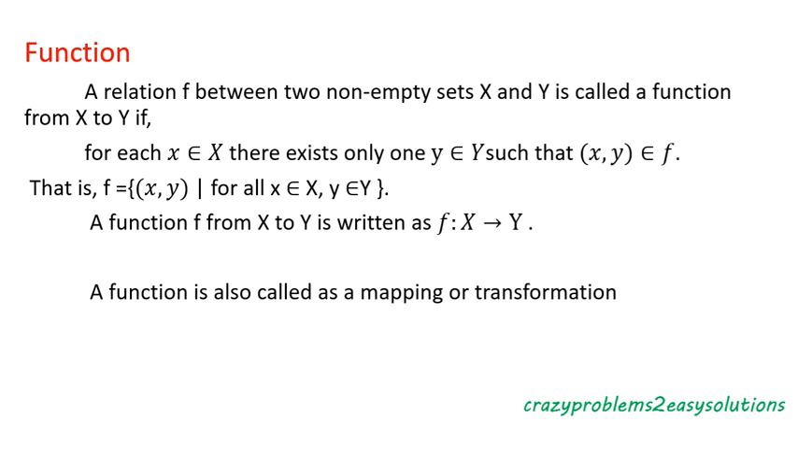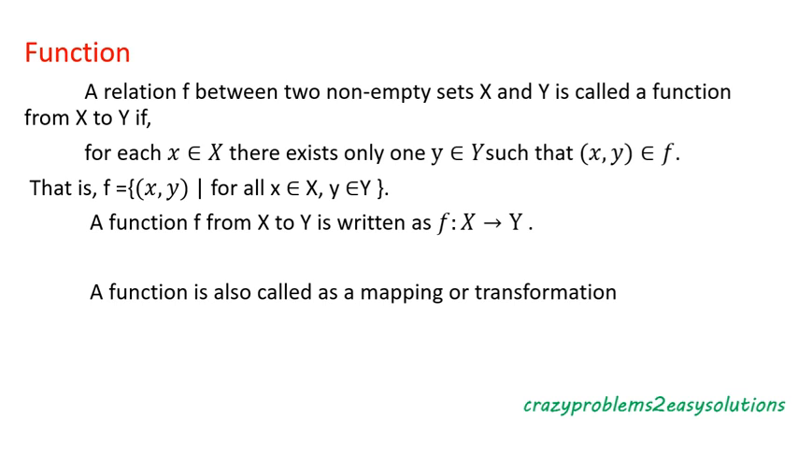Now, the function definition. A relation between two non-empty sets X and Y is called a function from X to Y if for each x belonging to capital X there exists one and only one y belonging to capital Y such that (x, y) belongs to f. That means f equals (x, y) for all x belonging to capital X and y belonging to capital Y.